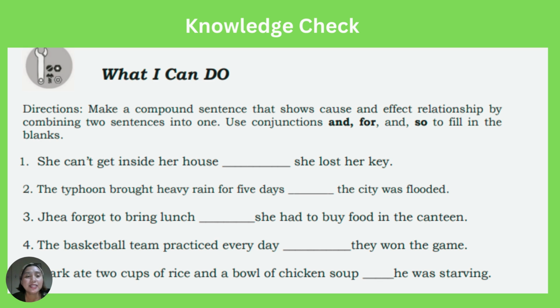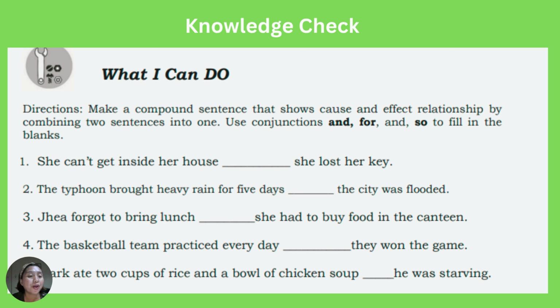Number two: the typhoon brought heavy rain for 5 days, blank, the city was flooded. So because the typhoon brought heavy rain for 5 days, so the result, the city was flooded. Number three: Jaya forgot to bring lunch, so she had to buy food in the canteen. Or you could also say, Jaya forgot to bring lunch and she had to buy food in the canteen.